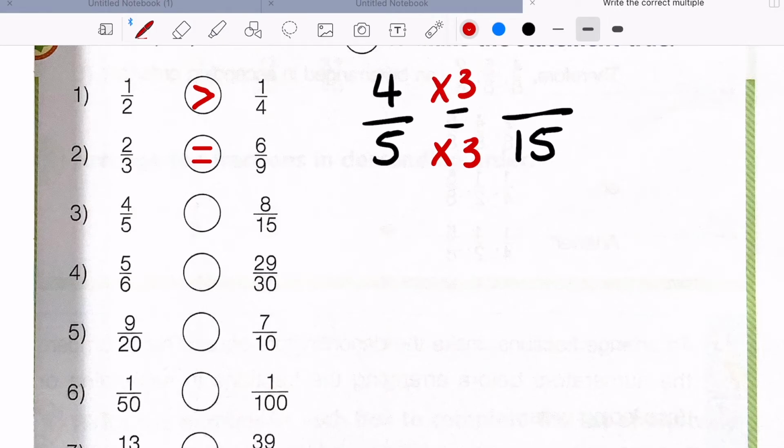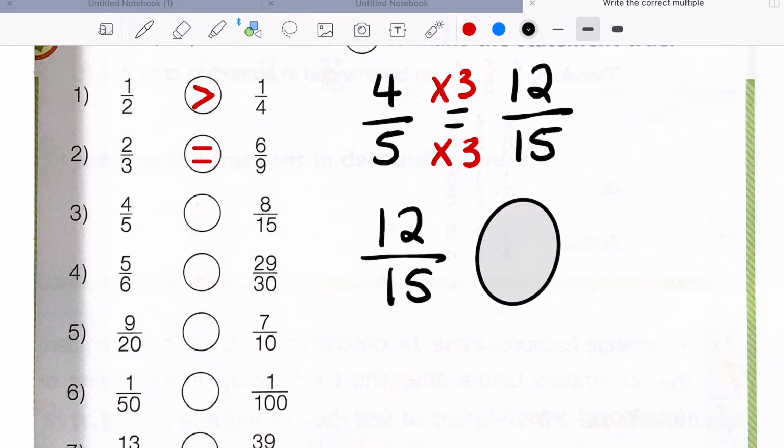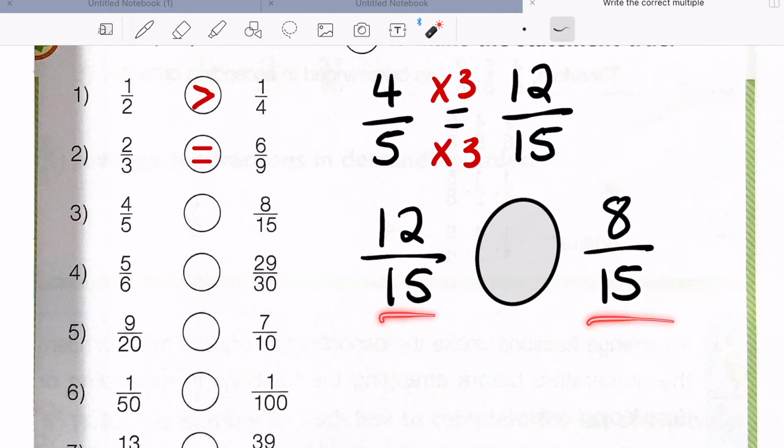So 4 times 3 is equal to 12. So 12 over 15 is what compared to 8 over 15? Which one's bigger? Which one's smaller? These are the same denominator now. 12 is bigger than 8. So we can just write it like this. So that means 4/5 is bigger than 8/15. All right, let's keep going on.